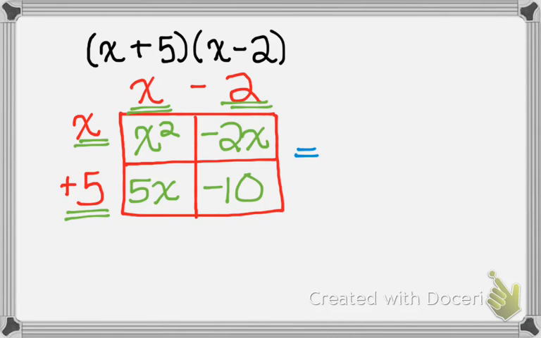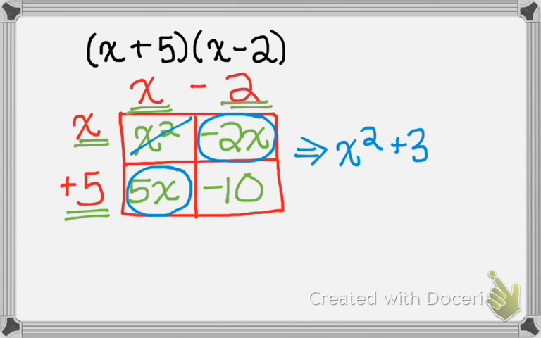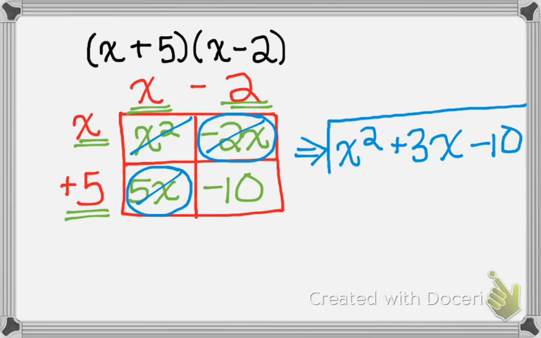So then if we combine everything, x squared is our first term, the 5x and the negative 2x can combine to give us positive 3x minus 10. So sometimes people use the method known as foiling to multiply this out, but essentially what we're just trying to use is distribution, and so we could use this method as well.